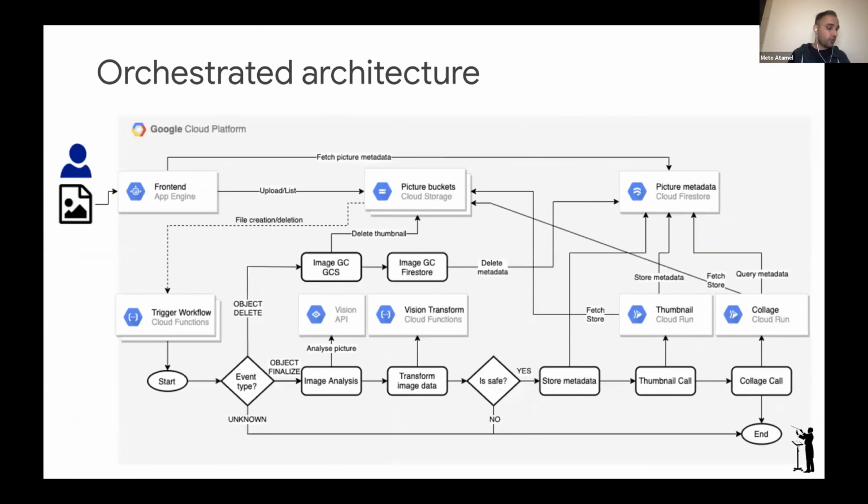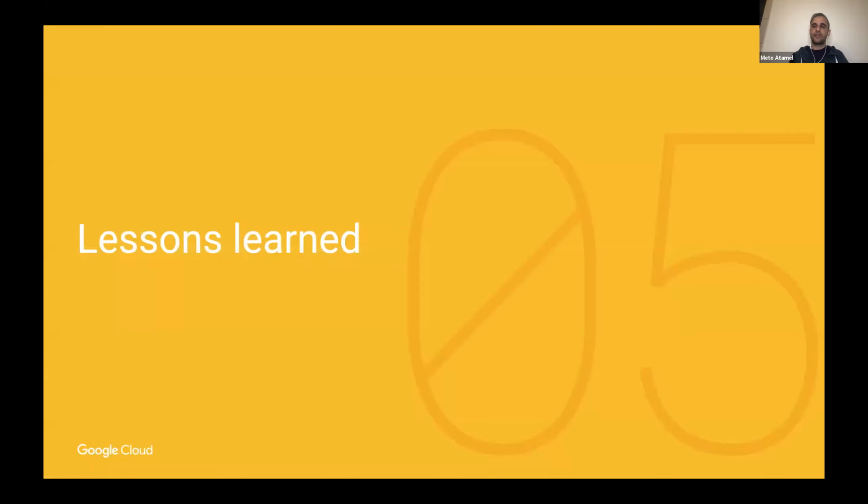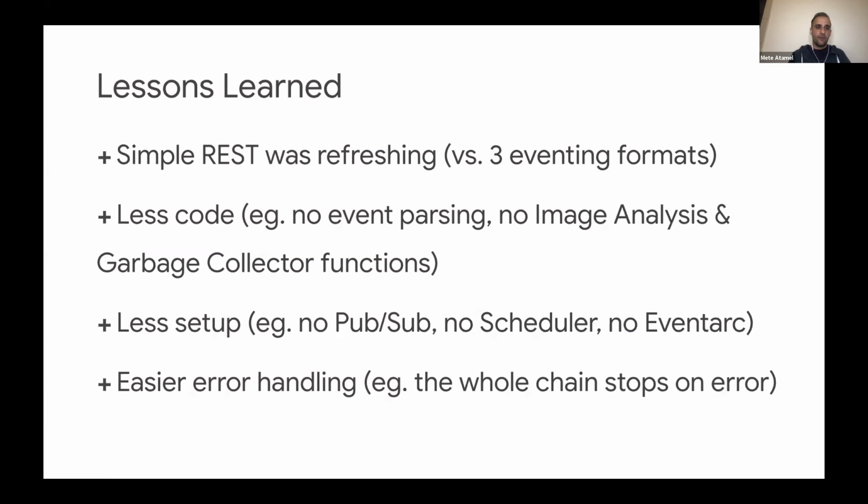So what we learned here, I want to wrap up now because I think we are running out of time. What we learned here, and I think these are the main points that I want to make for this talk, is that first of all, when we switched from event-driven to orchestration in our Picadilly application, we went from 3 different eventing formats with Cloud Functions, PubSub, and Eventarc, and passing those in all these services, to simple HTTP calls. And this was really refreshing because we got rid of a bunch of code that we don't need anymore. It was a single format.